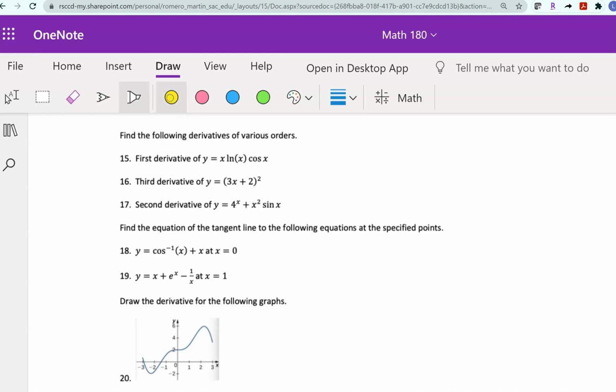So this one here, we're going to look at 18 and 19. We'll just focus on number 18 because it's the same type of question. But this is a classic question in calculus, finding the equation of a tangent line. The reason we really care about the equation of a tangent line is that the tangent line at that point is an approximation for the function, right?